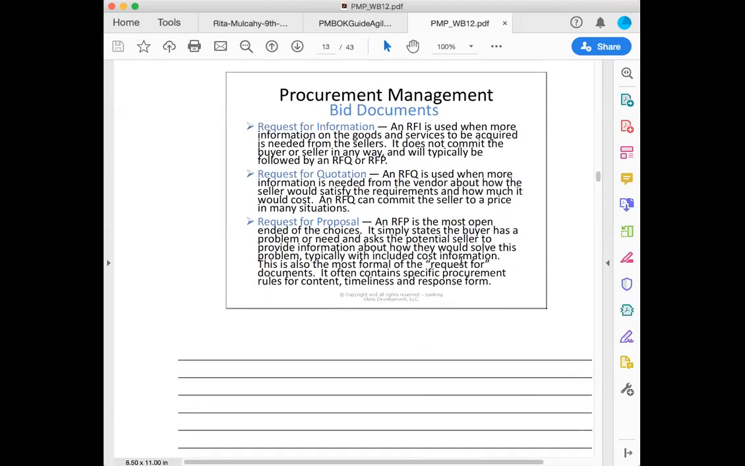Bid documents: request for information, request for quotation, request for a proposal. RFQ, used when more information is needed from the vendor about how the seller will satisfy the requirements and how much it will cost. RFI, used when more information is needed and goods and services can be acquired as needed from the sellers. RFP, most open-ended of the choices, simply states that the buyer has a problem and needs to ask the potential seller to provide information on how they will solve this problem.